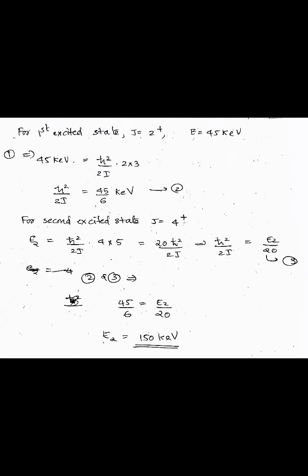Then for the second excited state, we know J = 4 plus. That is E2 = (h-bar squared by 2I) into 4 into 5. That is 20 times h-bar squared by 2I. This is h-bar squared by 2I = E2 by 20. This is equation number 3. Comparing equation number 2 and 3, we get 45 by 6 = E2 by 20. That is E2 = 150 keV. So the answer is 150.